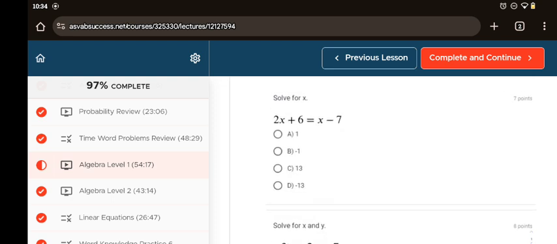We're going to start with the first question. It says 2x plus 7 equals x minus 7. So here it's asking us to solve for x. Remember that to solve for x, we want to get x by itself on one side of the equal sign. So we've got to start moving things around.